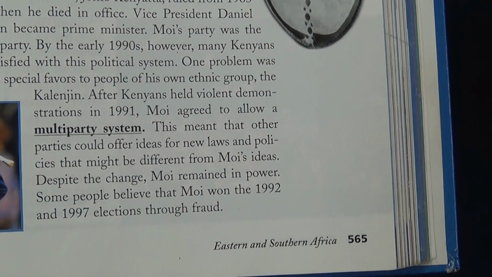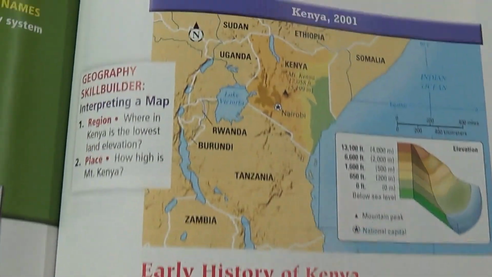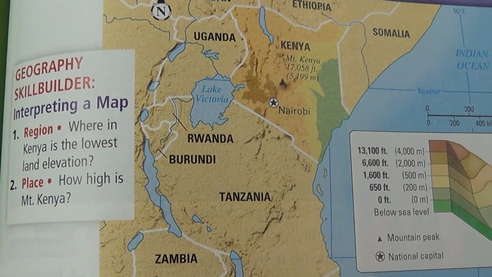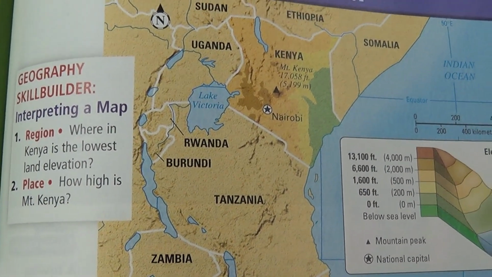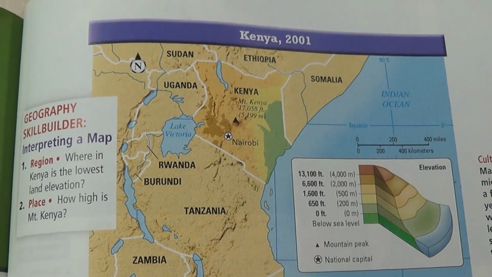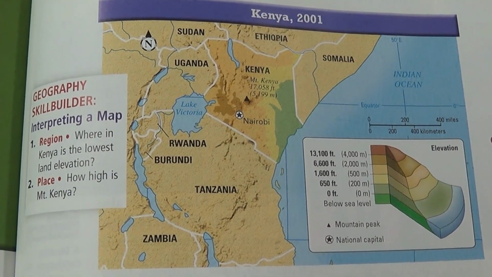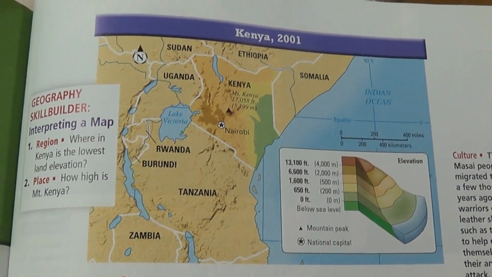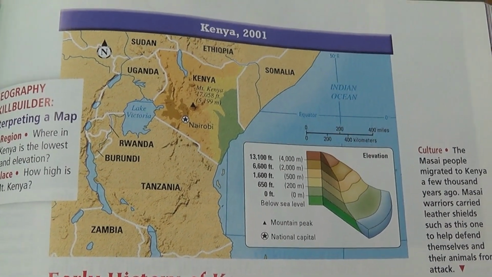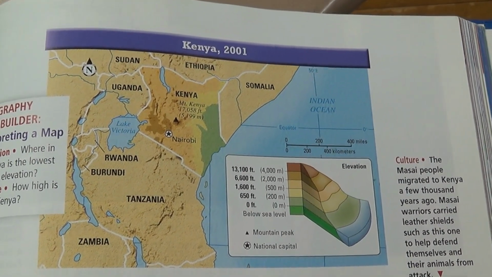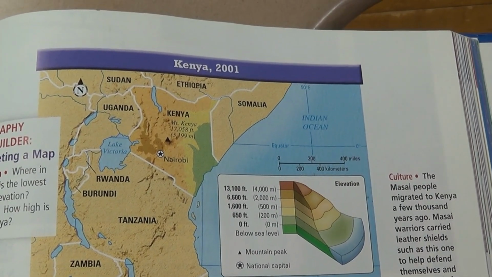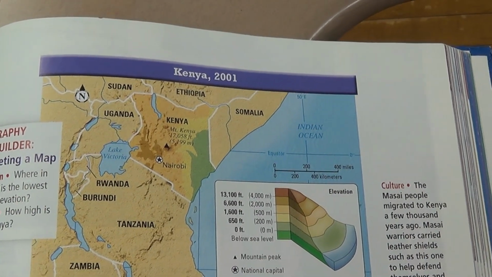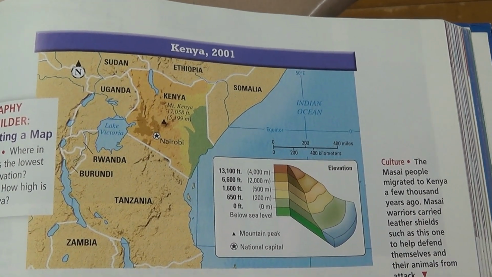We are doing both questions on 565. Question is, where in Kenya is the lowest land elevation? Followed by, how high is Mount Kenya? Pause and do these questions. All right, so I'll tell you the answers, and then if you don't get them right, I expect you to watch the explanation. Number 1 is east along the coast. And 2, 17,058 feet, or 5,199 meters, though I would probably say we're going to use feet in here.